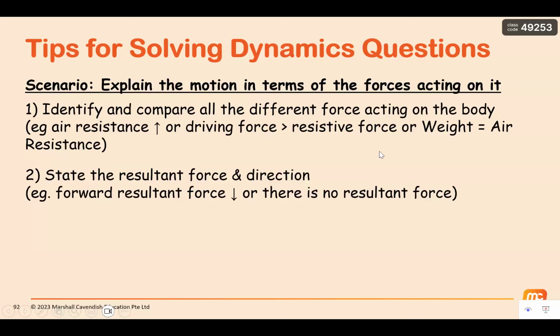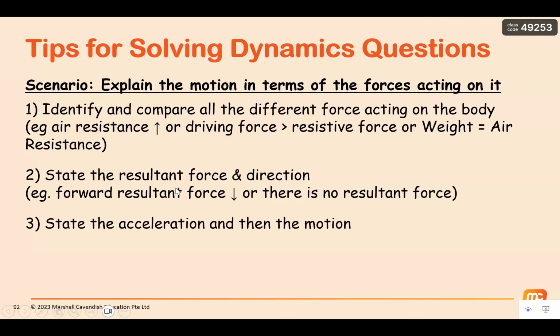And then after I state the resultant force, I need to link it to the motion because I want to explain the motion in terms of the forces. So I talk about individual force, I talk about the resultant force. Now I need to link back to the motion. And I know there is a formula that links the force to the motion, which is F = ma. So I will state the acceleration of the object because F = ma.